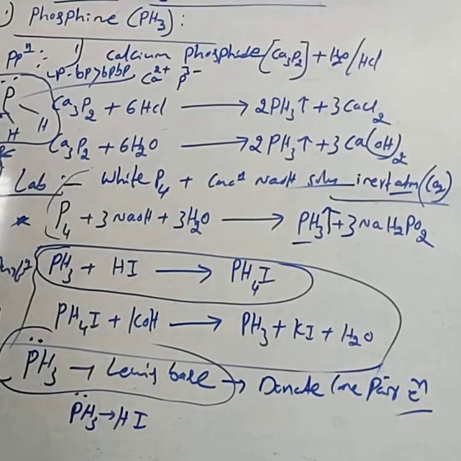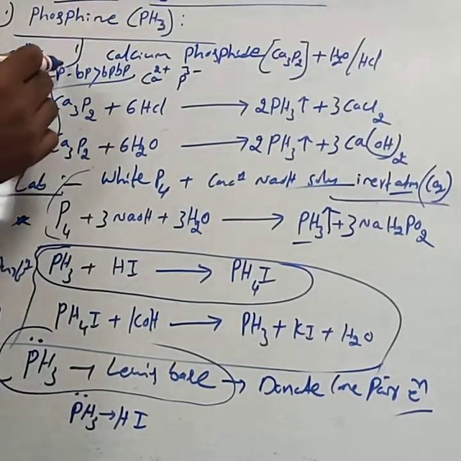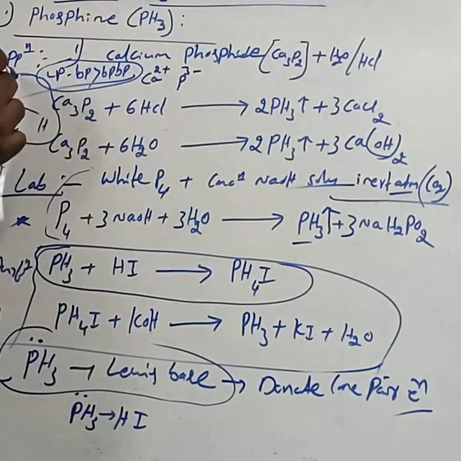While in phosphonium iodide, that is in PH4+, the bond angle is 109 degrees, tetrahedral. In PH4+ also phosphorus undergoes sp3, and in PH3 also sp3. But the bond angle in PH4+ is greater than that of PH3, because we already considered that PH3 contains a lone pair of electrons while PH4+ does not have a lone pair.